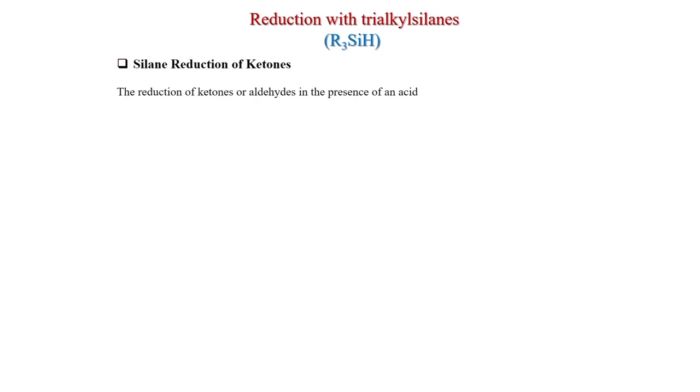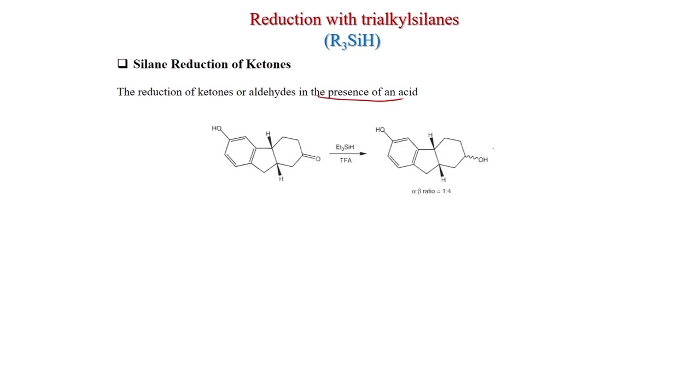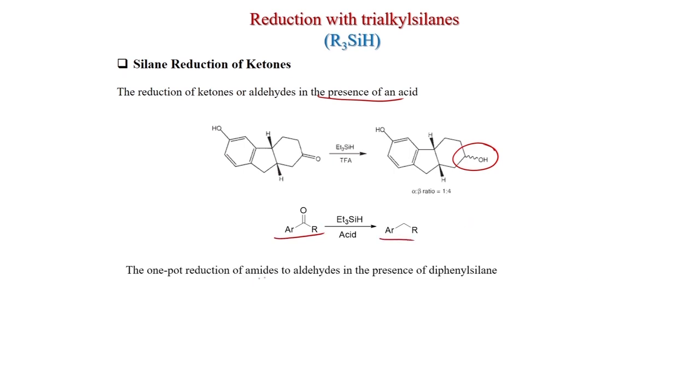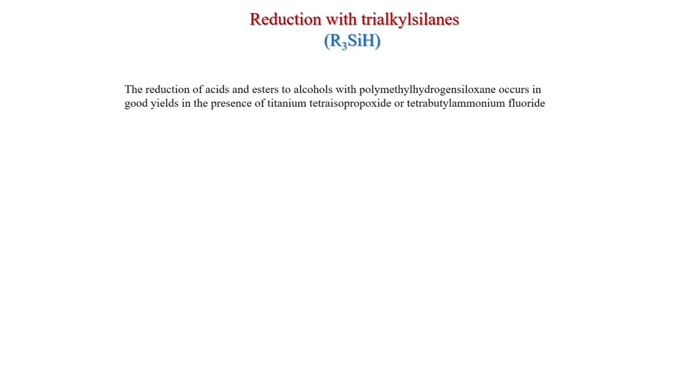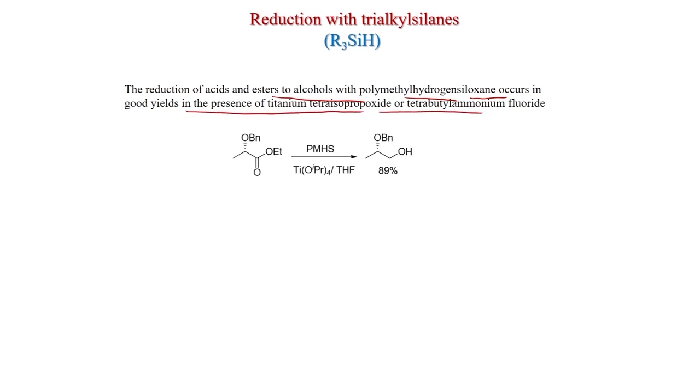Silane reduction of ketones: the reduction of ketones or aldehydes in the presence of an acid. Like these ketones going to secondary alcohols, also these aromatic ketones going to alkanes. The one-pot reduction of amides to aldehydes in the presence of diphenylsilane is also possible. This is an amide going to aldehyde with titanium isopropoxide, 1 equivalent. The reduction of acids and esters to alcohols with polymethylhydrosiloxane occurs in good yield in the presence of titanium tetraisopropoxide or tetrabutylammonium fluoride.